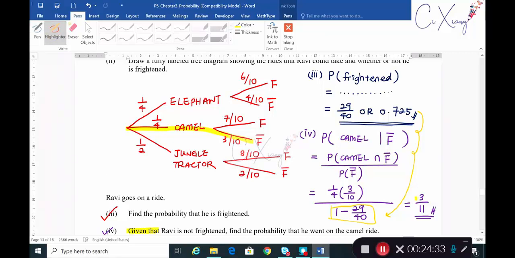Alright, so this is another example where we use the conditional probability formula to get the answer without using a two-way table.